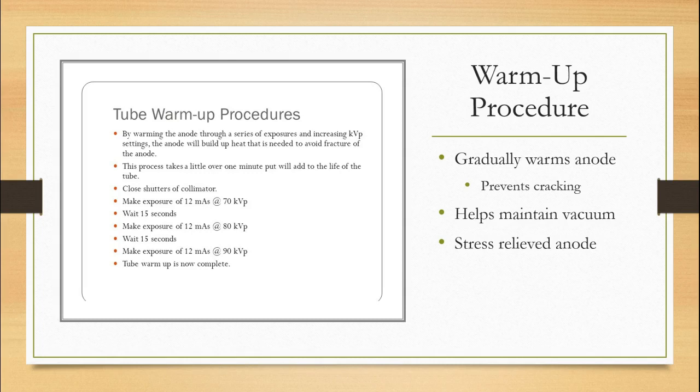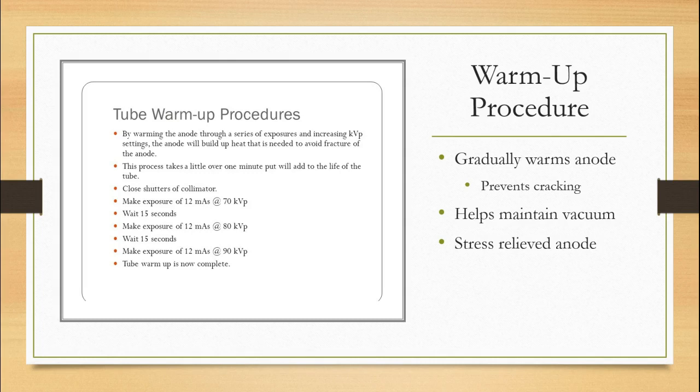All right, so one way to help keep your tubes working for a long period of time is warming them up. So it's a gradual warming of the anode, and it prevents cracking and pitting. And it helps maintain the vacuum within the tube, and it stress relieves the anode. So warm-up procedures, here's just a basic one. The main thing that I want you guys to do is close the collimator shutters, and then you make exposures usually every 15 minutes, 1 minute to 3 minutes apart, depending on what manufacturer it is and what kind of tube it is.